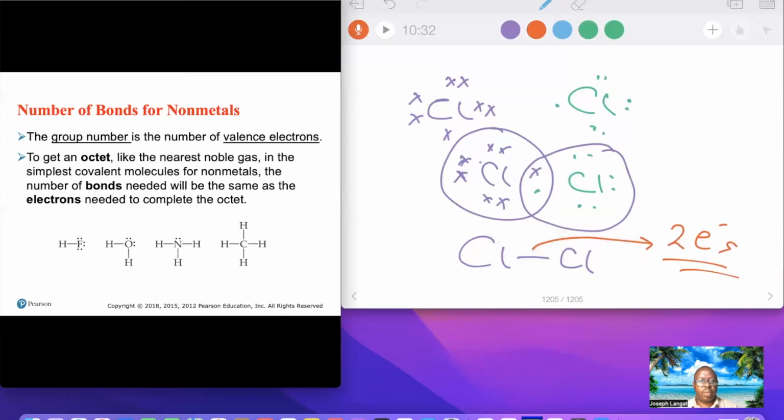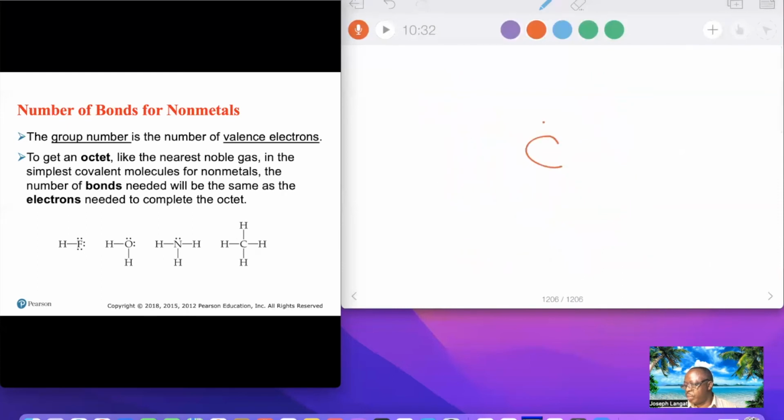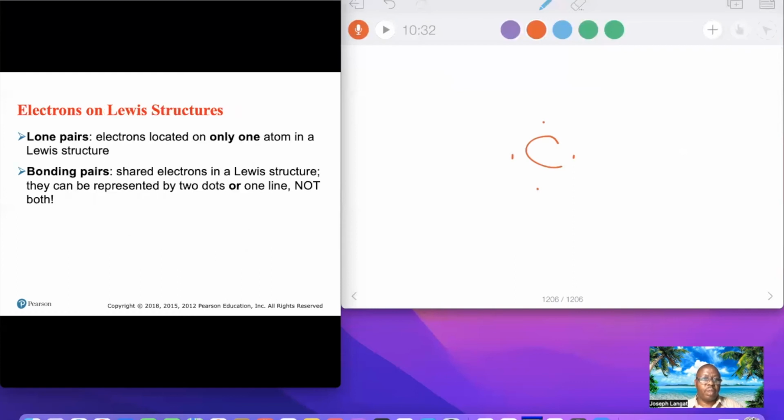To achieve the octet rule, the atoms make use of unpaired electrons when you write the shared electron. Carbon, for example, has 4 dots around it, which are available for chemical bonding. Now, we have what we call lone pairs and bonding pairs. Lone pairs and bonding pairs.